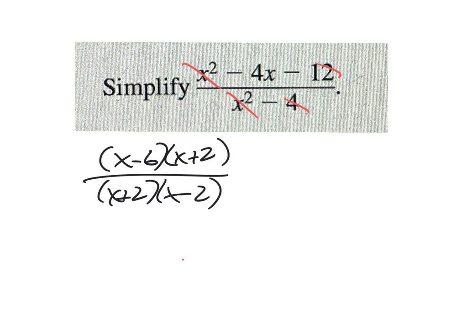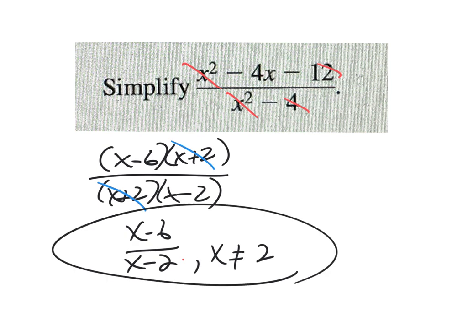Now, I am allowed to cancel that x plus 2 and that x plus 2 because those are factors. I factored it, which leaves me this. This is a simplified version, and they'll probably want you to put x cannot equal 2 when you get there because that'll make the bottom 0. So don't forget, factor first, cancel what you can. You can only cancel factors.